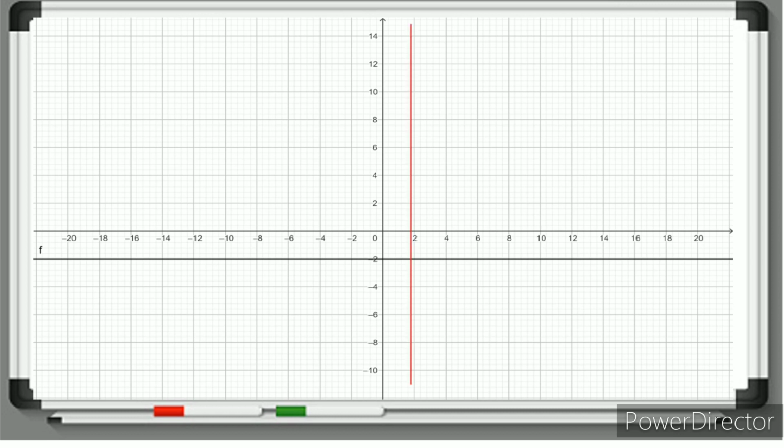Now boys, see, I have drawn the vertical line. Now the vertical line touches this graph at one point, that is this point, boys, 2 comma minus 2. So when we draw a vertical line, if it cuts the graph at one place, then I already told you that graph will be a function.